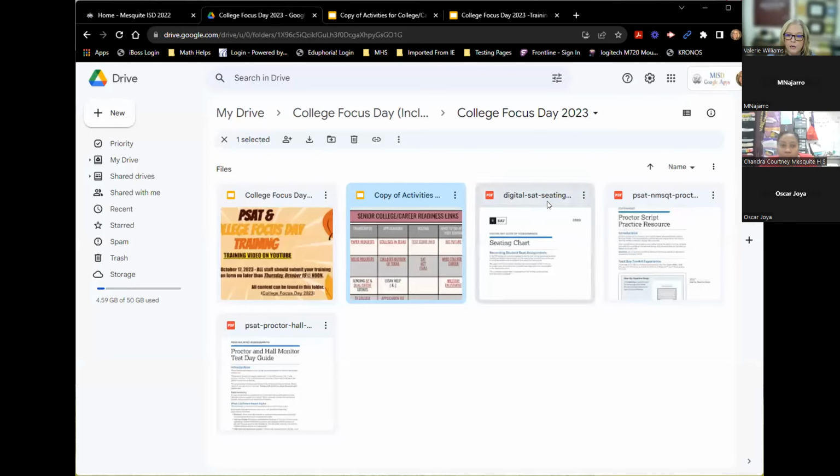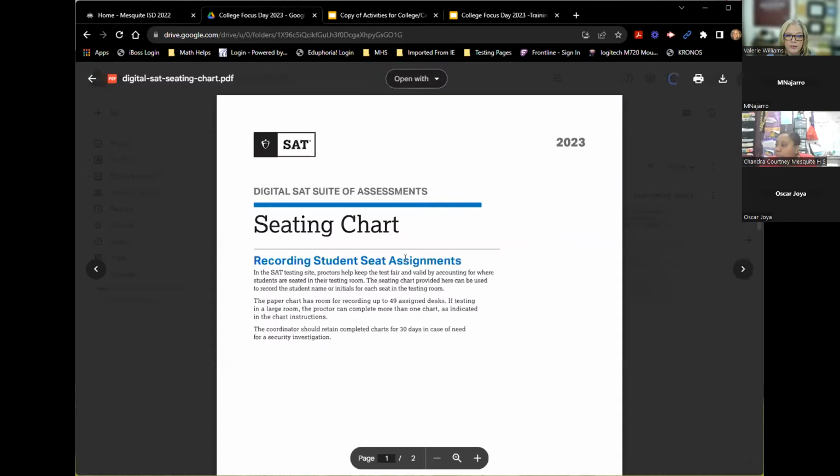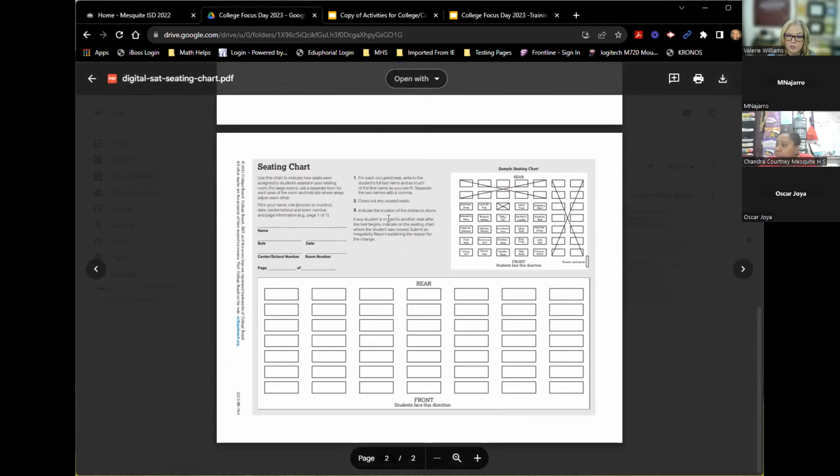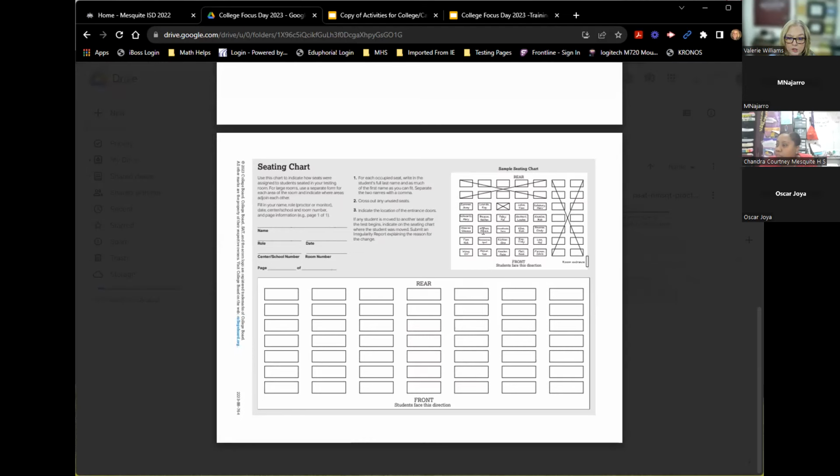All right. There's a seating chart in here. It says SAT, but this is the one that we're using for PSAT. You can start familiarizing yourself. There will be a copy in the test buckets, but it actually says write the last name and as much of the first name as you can fit on there. You're going to cross out desks that you're not using.